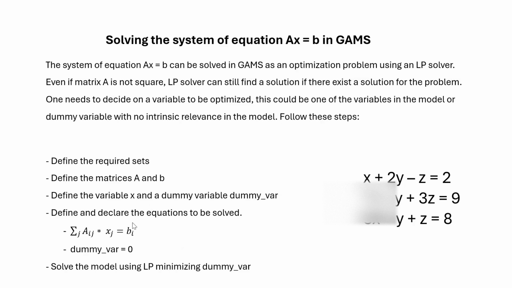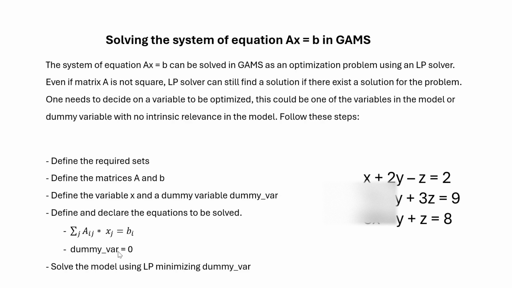Then you define and declare the equations to be solved. So we want to solve the equation that we have, and that equation can be written in this form. We can find the sum over J of A multiplied by X, which is this AX equals B. The way you do the multiplication is you take the row, multiply by the column, then you add them up. So that is what this sum is doing here. That's how you do matrix multiplication, if you remember matrix multiplication.